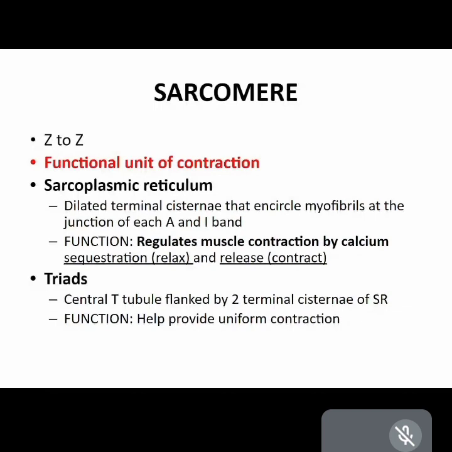So the triad is a central T-tubule flanked by two terminal cisternae of the sarcoplasmic reticulum. They function to help provide uniform contraction. So that is the function of the triad. They provide uniform contraction.